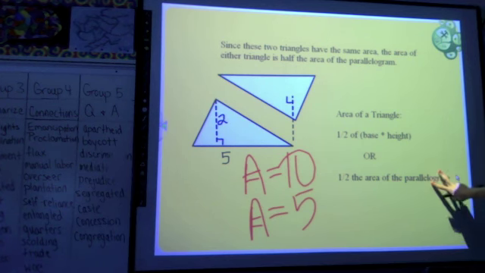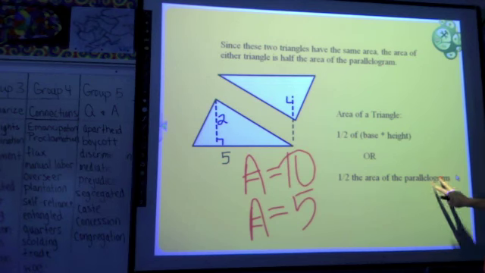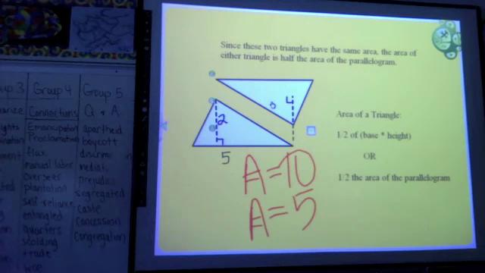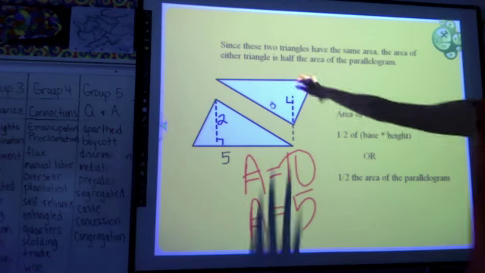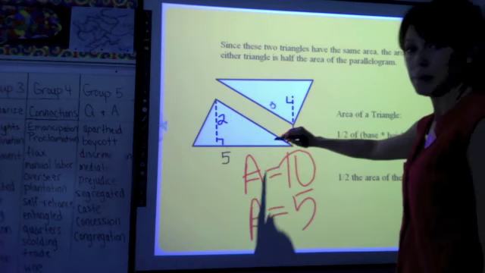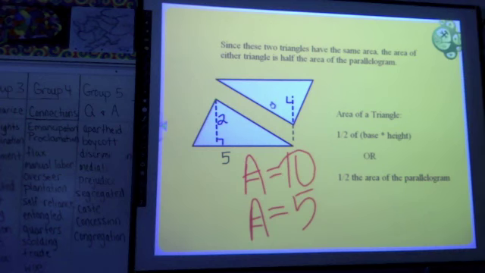Another way to find the area of a triangle is to start with a parallelogram. If we have a parallelogram, we can split a parallelogram in half into two triangles, just like we've shown here. And to find the area of one of those triangles, we would just find the area of the parallelogram and divide it by 2. Let's practice with a few of those problems.